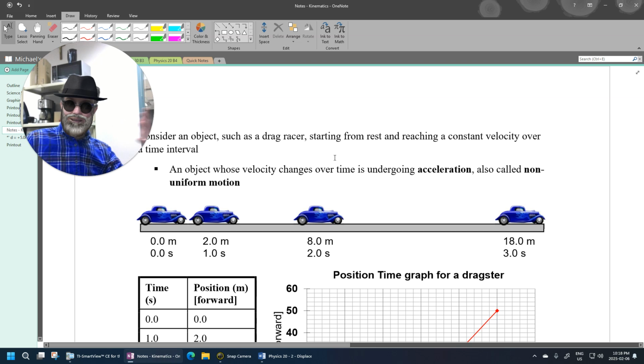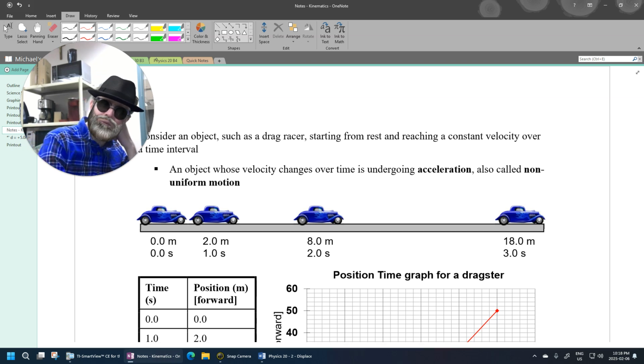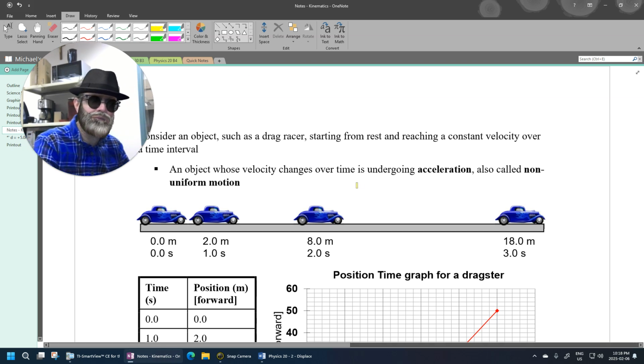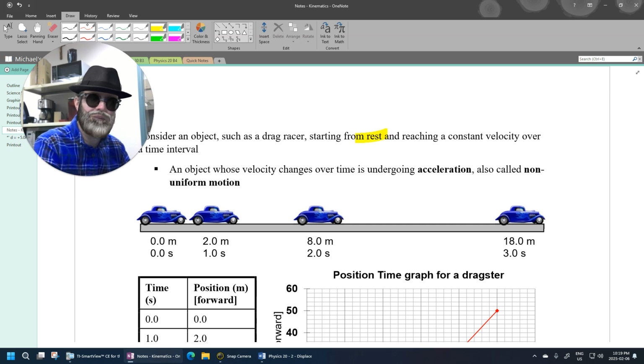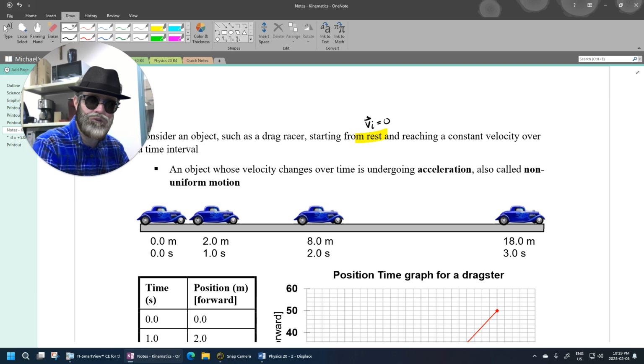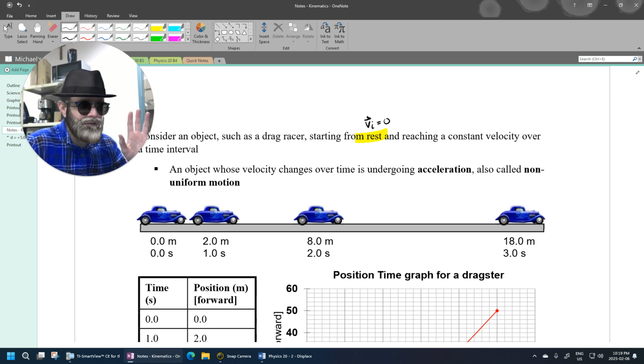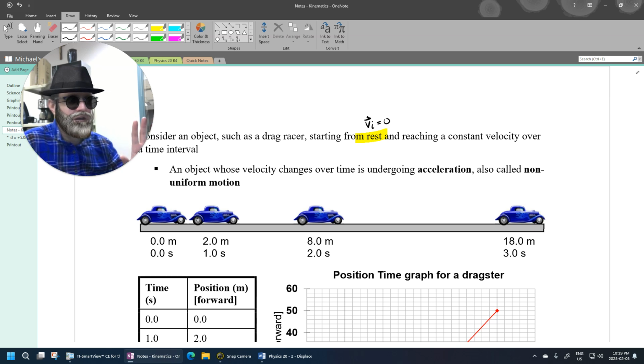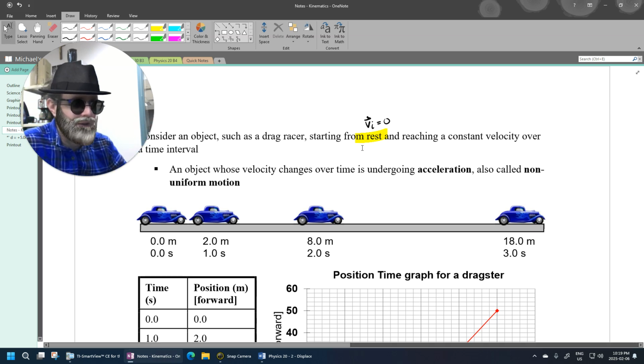It's going to start from rest. Later on, when we're looking at this stuff, we're going to look for those key words. Starting from rest means that my initial velocity, the velocity in which I start at, is going to be 0. We're going to look for those keywords later on when we try to do mathematical stuff, but that's also just good to know. When you start from rest, you have to start with an initial velocity of 0.